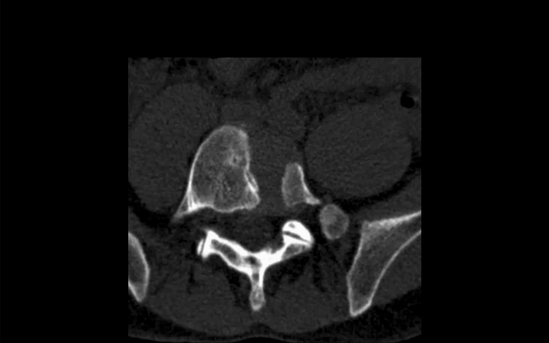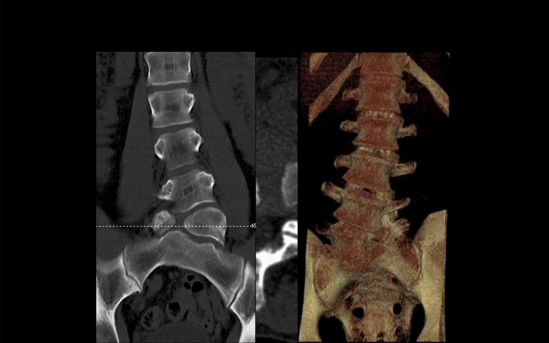Okay, Dan? CT at the level of L5, close to the sacrum. Looks like there's a bipartite vertebral body, possibly. So it looks like there may be a sagittal cleft in L5. Here are the coronal reconstructions. So this is called a sagittal cleft. Okay. And it's a congenital anomaly here.